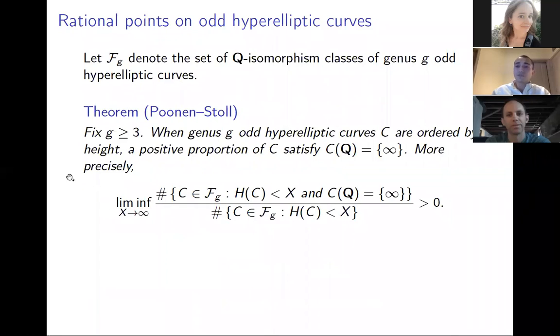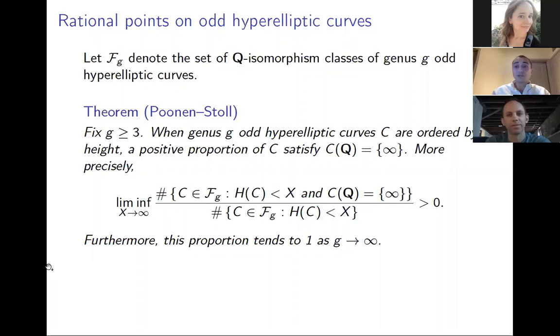And you can phrase this in a more precise manner by saying this limsup over the number of curves of height less than x, which satisfy this condition, over the number of curves of height x, is positive. And so they actually prove more. They say that this proportion will tend to 1 when the genus goes to infinity.